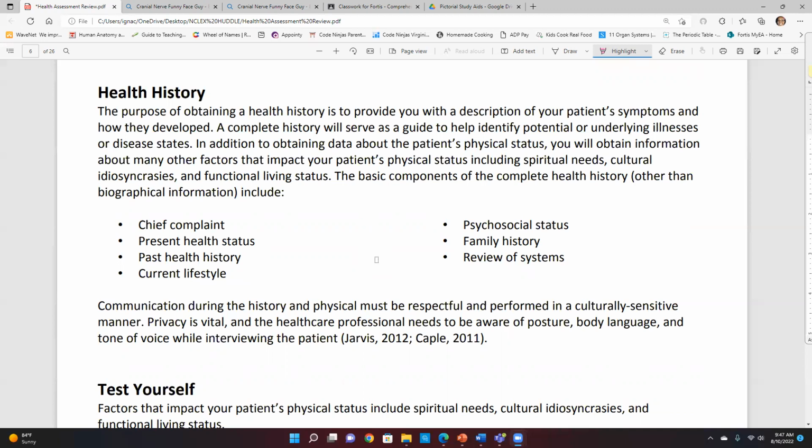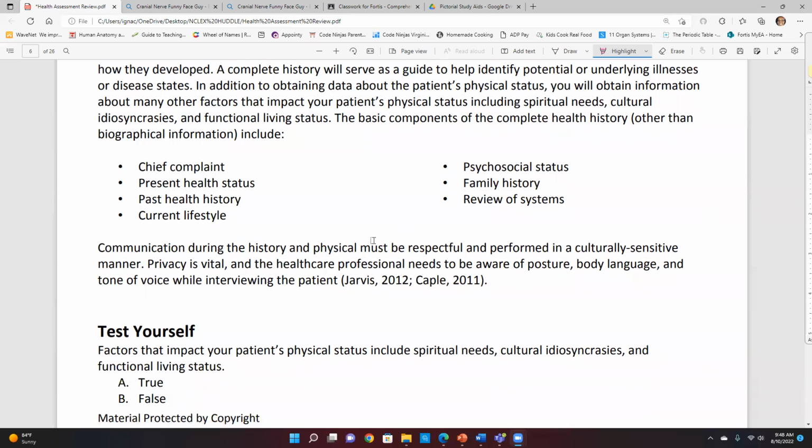Okay, so their present health status. Are they in excellent health, fair health, poor health? What is their past health history? What is their current lifestyle? Are they drinking alcohol, smoking cigarettes? Do they get exercise? What are their nutritional requirements? Or do they have a healthy diet, right? Also, their psychosocial status. Are they feeling depressed? Are they sad, right? Those are all things that we have to think about. Also, do they have a family history of cancer or of heart disease, right?